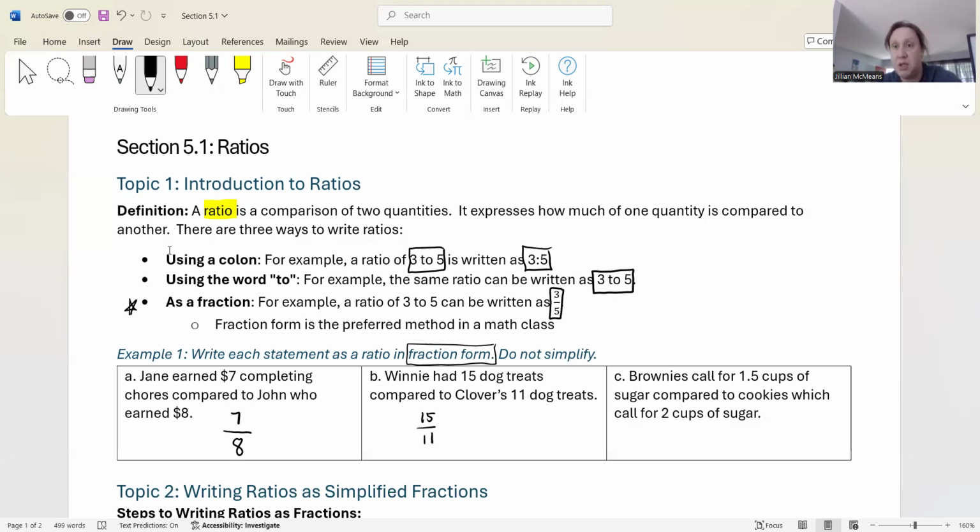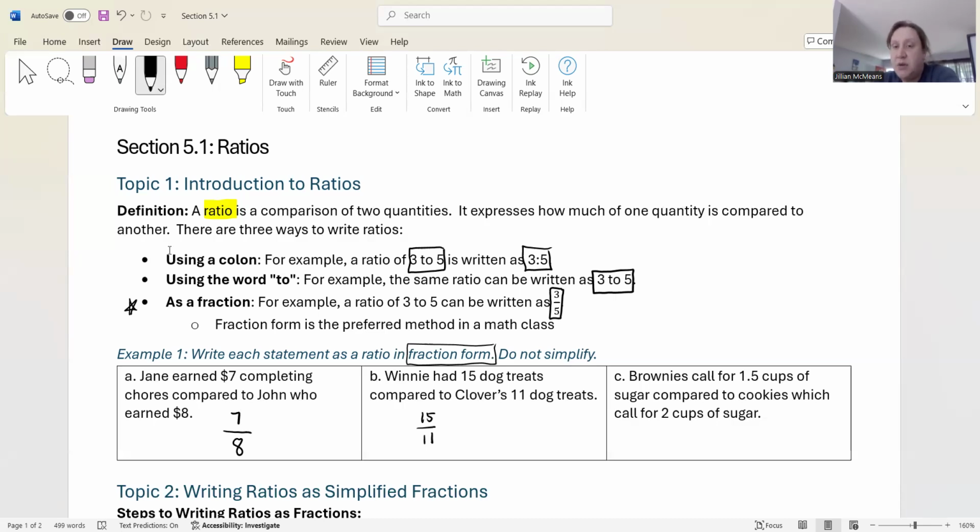Because we're dealing with a ratio where we have a comparison of two quantities, you need to make sure you maintain a comparison of two quantities. So these need to stay in fraction form. You would never write something like 15 over 11 as a mixed number or a decimal. We just don't do that. We need to maintain the two different parts of this ratio.